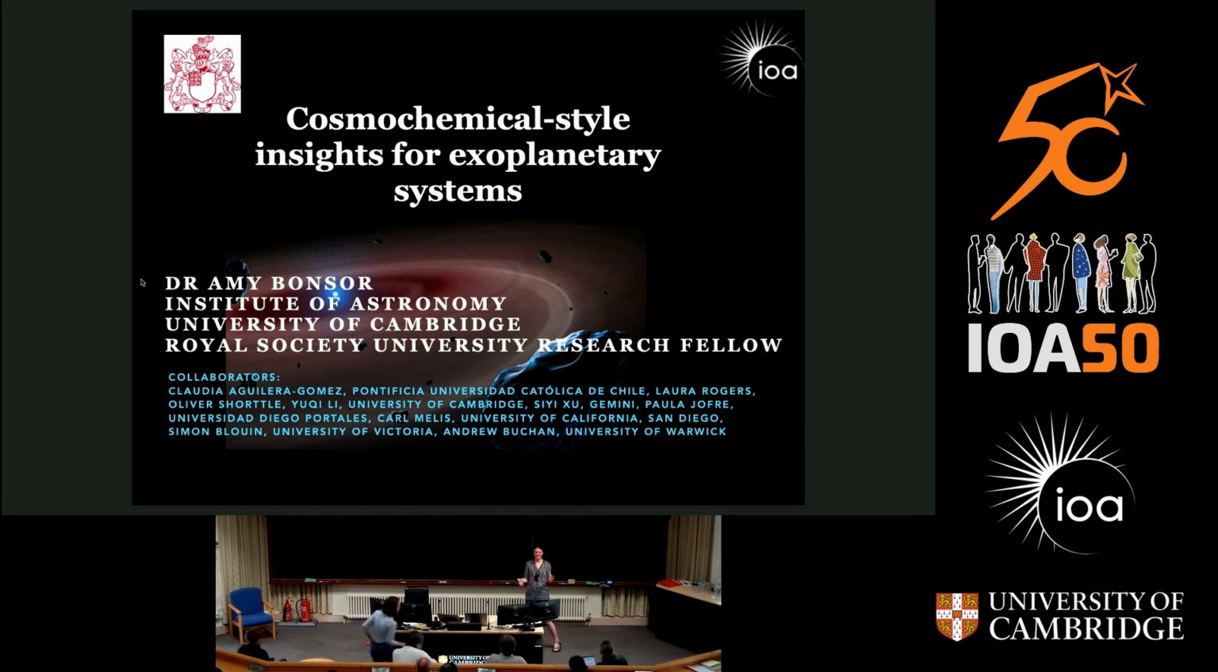So I'm really interested in the fine details of what planets are made from, and how that can tell us about what those planets are like and their potential for habitability. What I'm going to talk about today is thinking about what we've done for decades with our solar system in terms of cosmochemistry to learn about the fine details of the solar system's history, and how we might be able to apply some of those insights to exoplanetary systems.